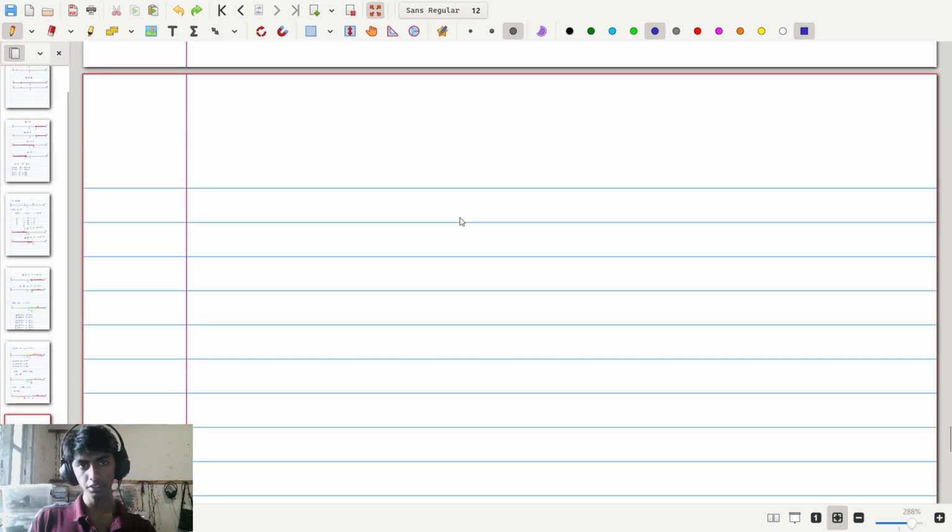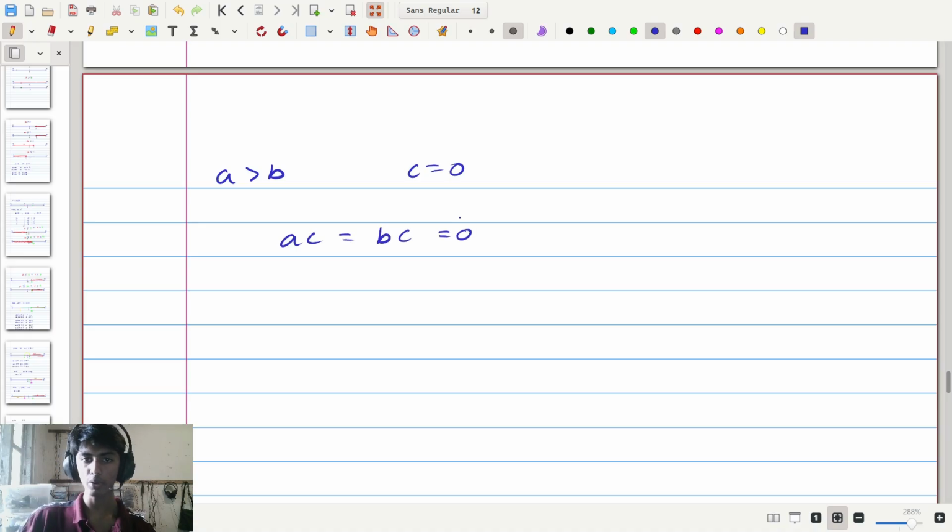And of course there's the degenerate case. If we have A greater than B and C equal to 0, then of course AC is going to be equal to BC is going to be equal to 0. Multiplying both sides of an equation by 0 will of course give you 0 on both sides, and it's a destructive process. Multiplying both sides by 0 destroys any possible values, because all values multiplied by 0 will give you 0.